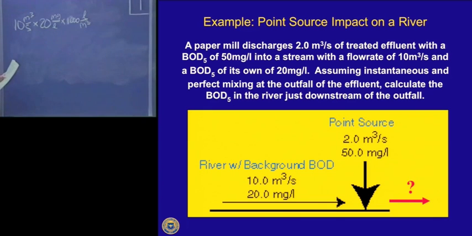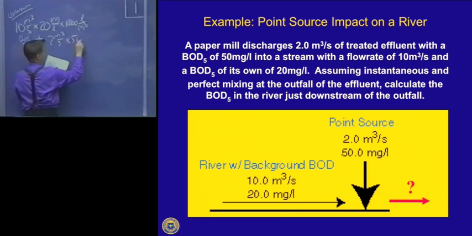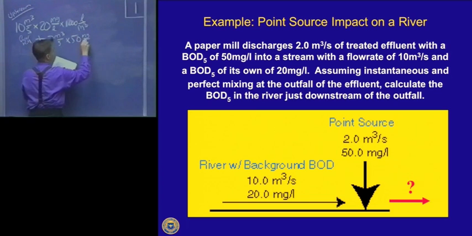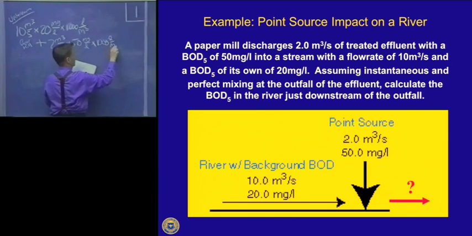From source number 2, we go through the same argument here. Here's upstream. Here's a paper mill. So same sort of argument. We've got 2 cubic meters per second coming in times 50 milligrams per liter, and then our conversion factor, 1,000 liters in a cubic meter.